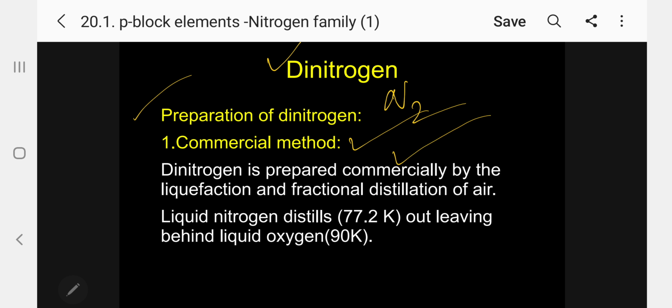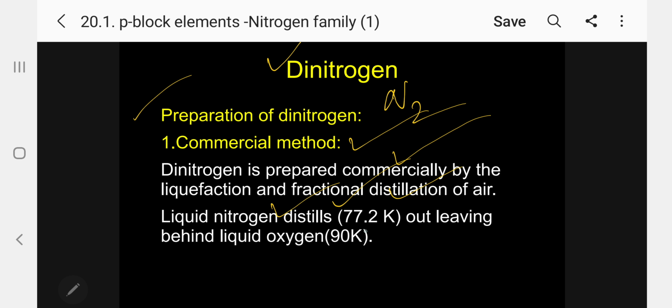Dinitrogen is prepared commercially by liquefaction and fractional distillation of air. Air contains three-fourths nitrogen, so we have to convert air into liquid. We have already studied the liquefaction of air under the gases. By two methods we are converting this, kindly follow, based on the Joule-Thomson effect. And after liquefaction, by fractional distillation, we can collect nitrogen separately.